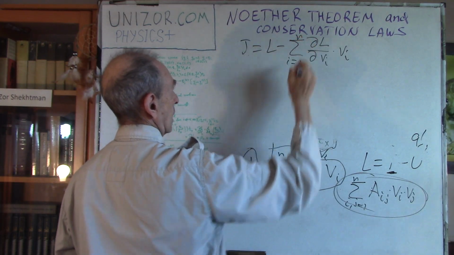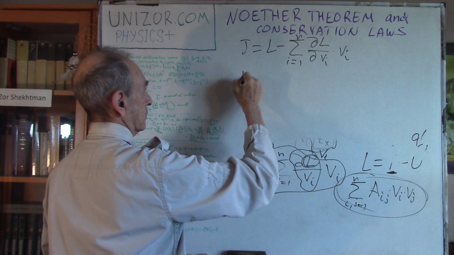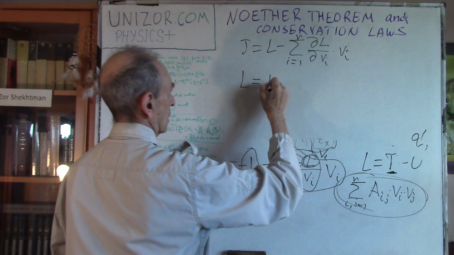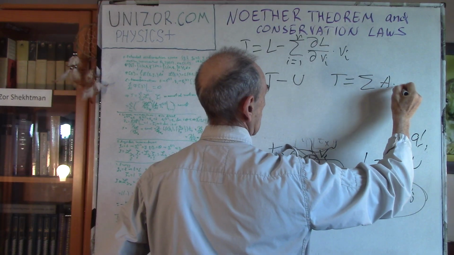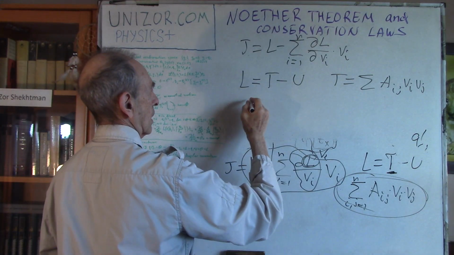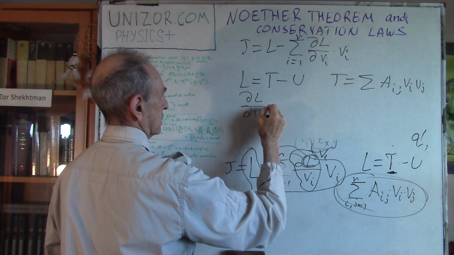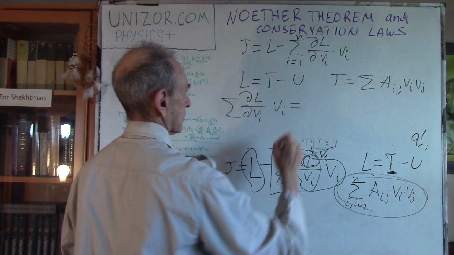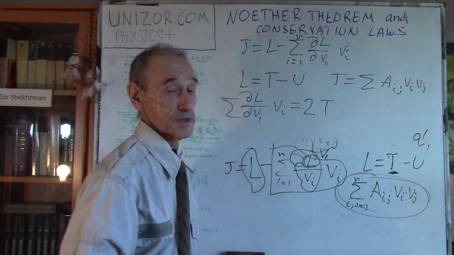So there is a theorem that if L is equal to T minus U, and T is sigma Aij Vi Vj, then dL by dVi times Vi, summed, is equal to 2T. Now this is called Euler's theorem.